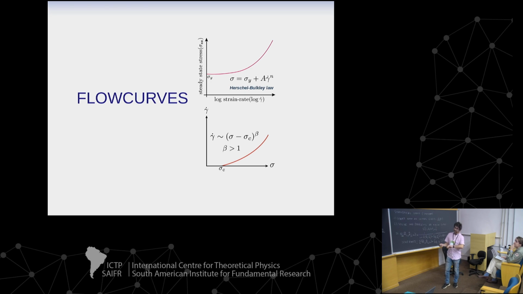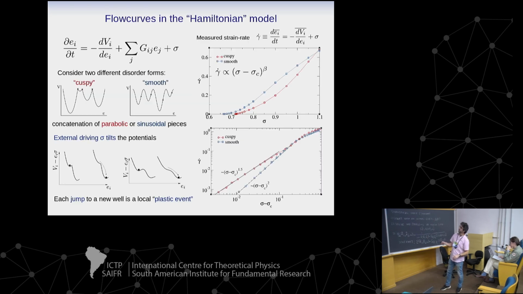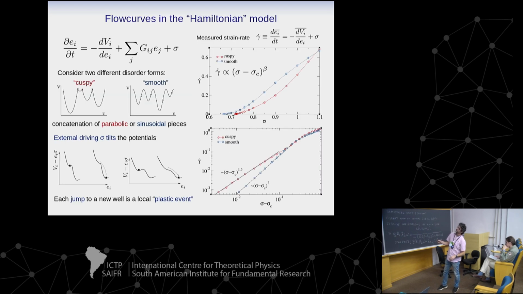Okay, so the first thing I will show are flow curves, which we have seen already yesterday, but now with the Hamiltonian model. Again, when you have a CASP potential, the flow curves, which are gamma dot as a function of the stress minus the critical stress, are a power law and have one exponent when they are CASP, another exponent when they are smooth potentials.